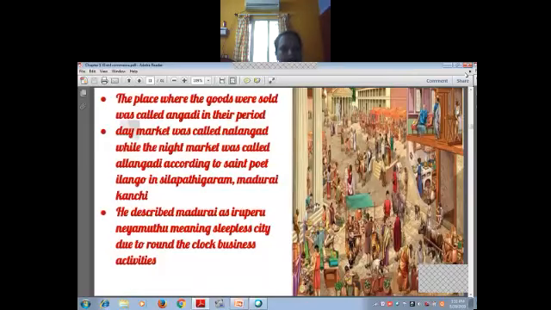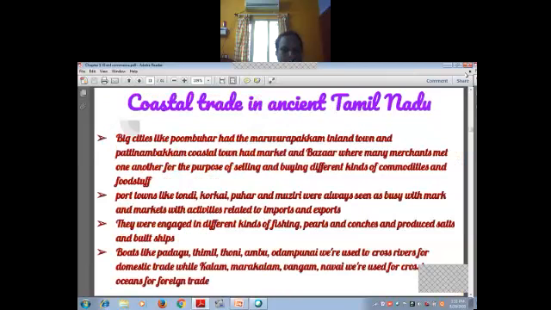The day market was called Nalangadi and the night market was called Alangadi, according to the Saint poet Ilango in Silappatikaram. He described Madurai as Iruperu Neramadu, meaning sleepless city, due to round-the-clock business activity. See, even now they say Madurai is a sleepless city. Always 24 hours they will be working. Okay, and the day market is called Nalangadi and the night market is called Alangadi. Angadi represents market, you know very well. Isn't it? Even in Silappatikaram, Ilango Adigal said so in his poem.